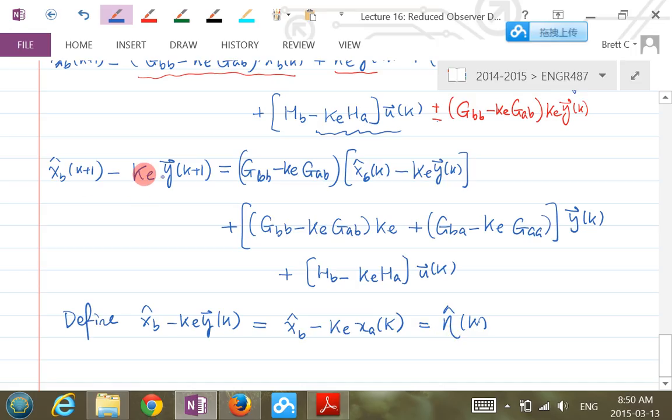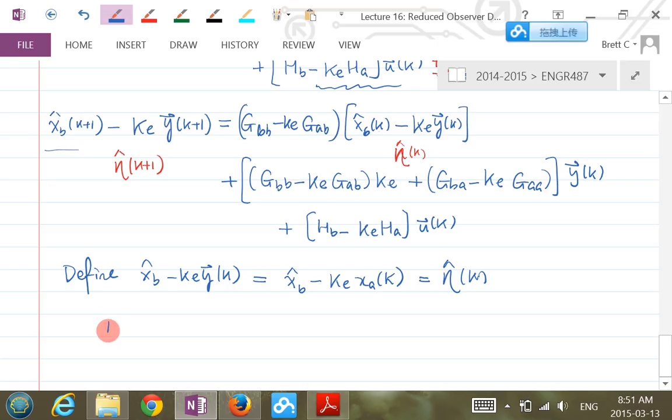Then this long equation over here. For the left side here, what was it? This is eta k plus 1, right? And this is eta hat k. So then this equation becomes eta k plus 1 equal GBB minus KE GAB, eta hat, and plus the rest of the terms. Plus this rest of the terms here.